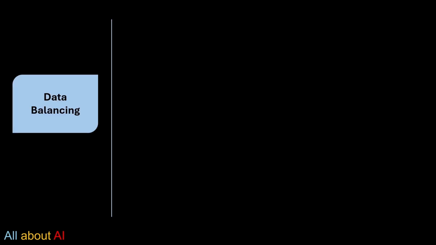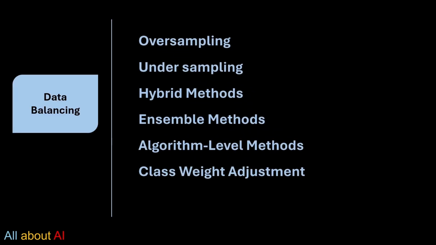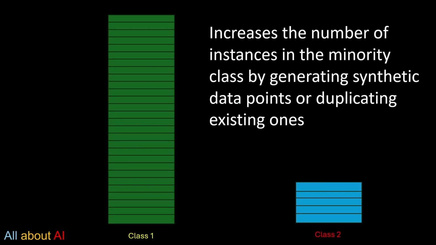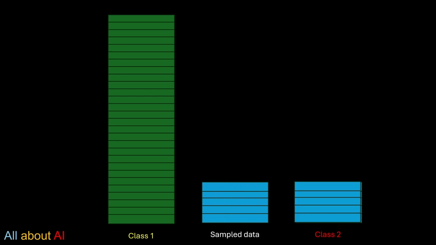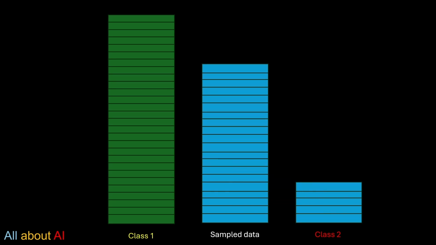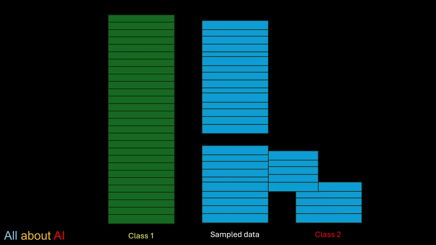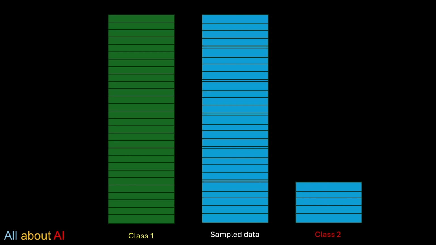So there are various methods to address this data imbalance. Some of them are oversampling, undersampling, hybrid methods, ensemble methods, algorithm level methods, and class weight adjustments. First, we'll take a look at the oversampling method. In this case, we can balance the dataset by generating new synthetic data or duplicating existing ones. We'll be sampling multiple times, and often after that both the classes will have almost similar distribution in the dataset with which the model will be trained.